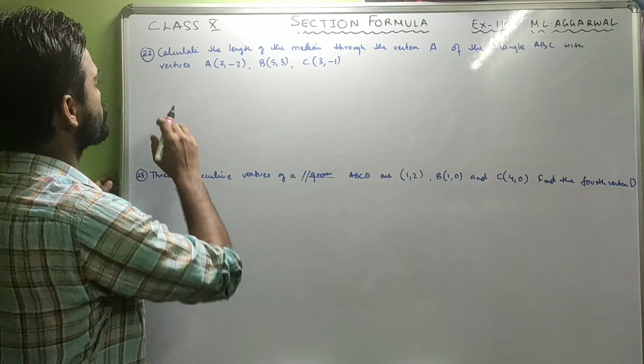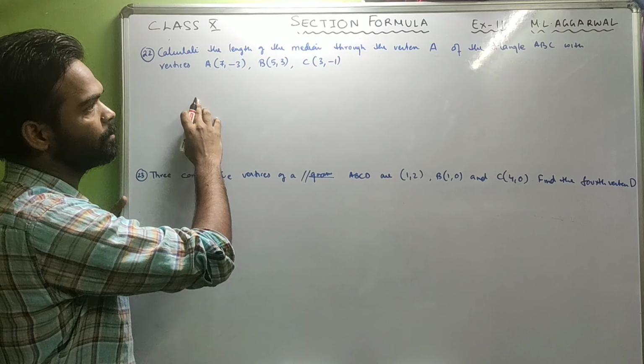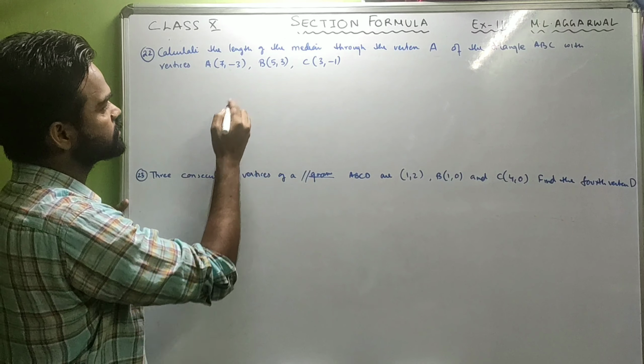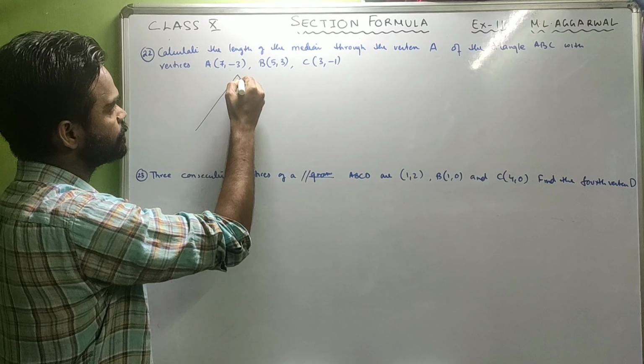Now look at sum number 22. Very interesting. Calculate the length of the median through the vertex A of a triangle ABC whose vertices are this. Draw the diagram first. See.